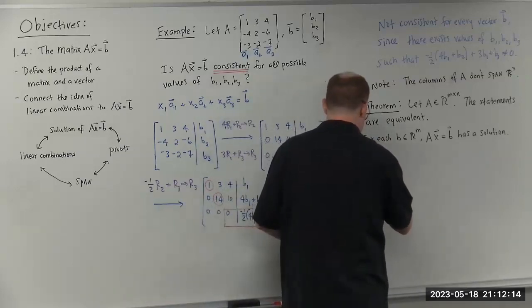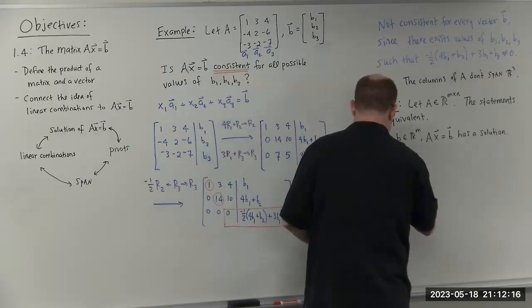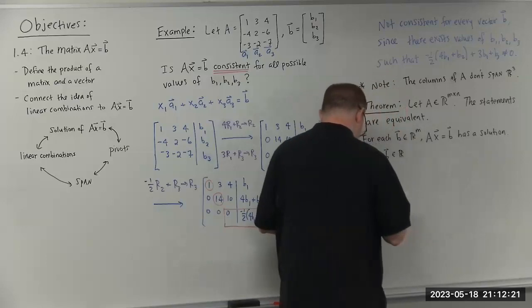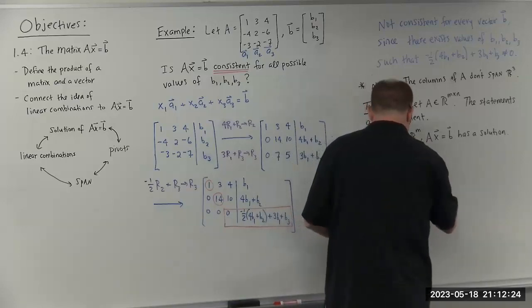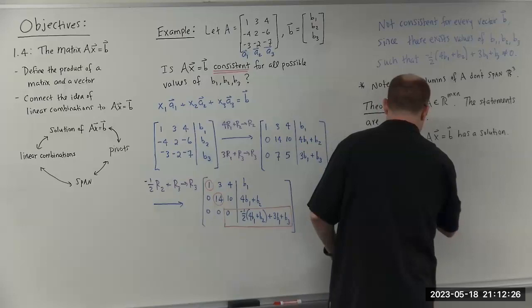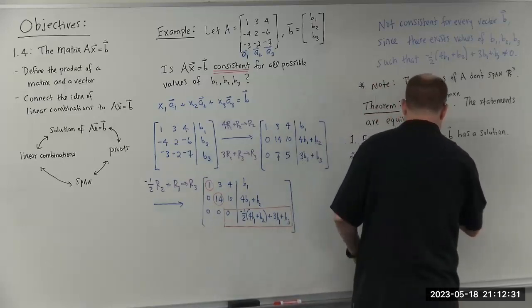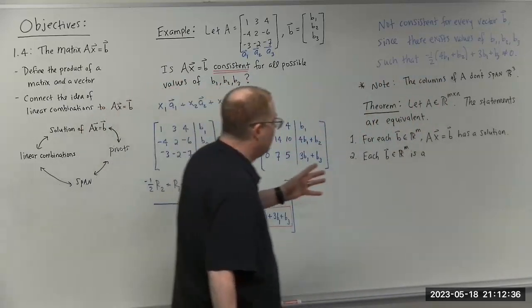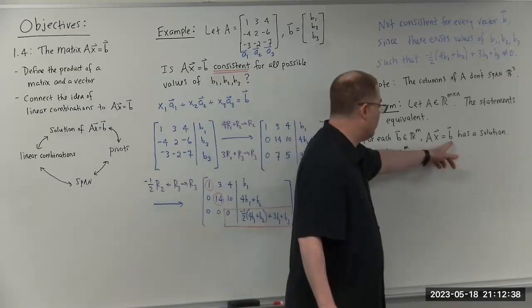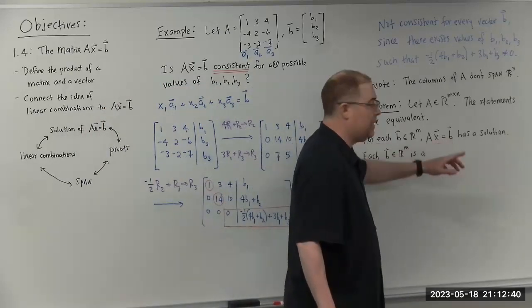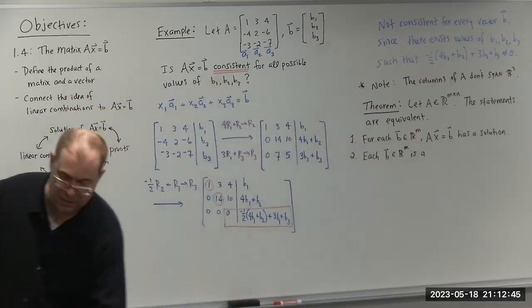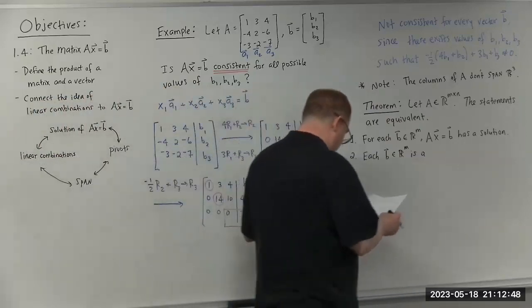So that would imply that each vector B in R of M is a linear combination of the columns of A. Going back to what we did earlier, if there's a solution for this vector, that means that this vector B can be written as a linear combination of the columns of A. That's exactly what statement 2 is going to say here.